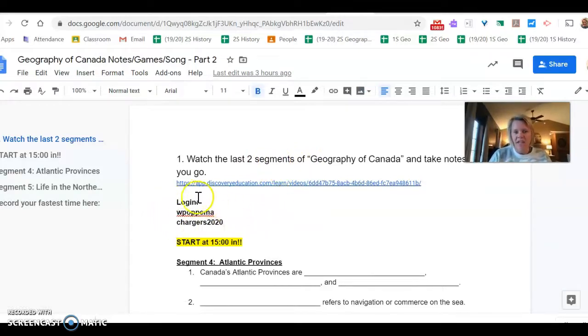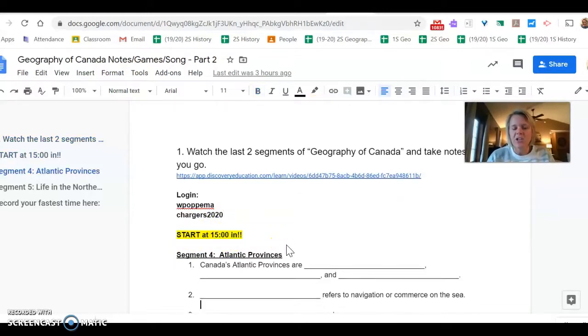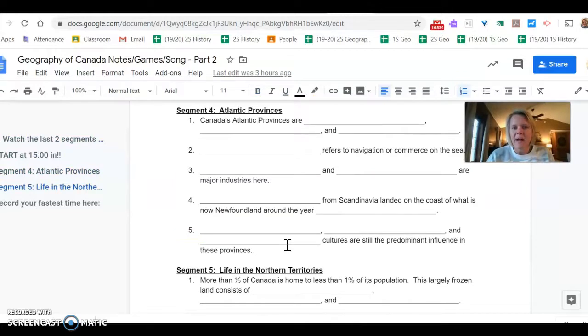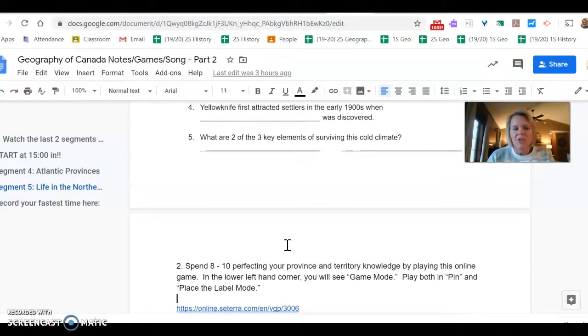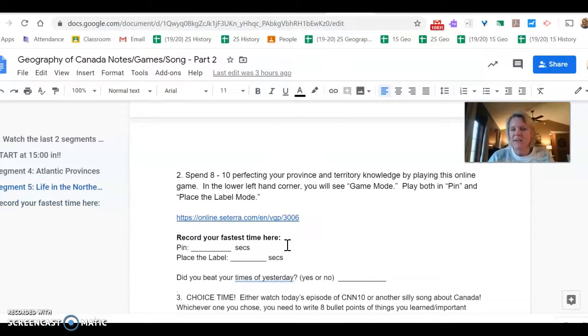Again, you may need login information. Since we've watched the first 15 minutes, you can just drag the time bar to 15 minutes and start there and watch it to the end. You're going to learn about the Atlantic provinces and then life in the Northern Territories. When you are done with that, your goal is to continue to learn and improve your times on knowing the provinces and territories of Canada. So you're going to go back here, spending about 8 to 10 minutes on that.